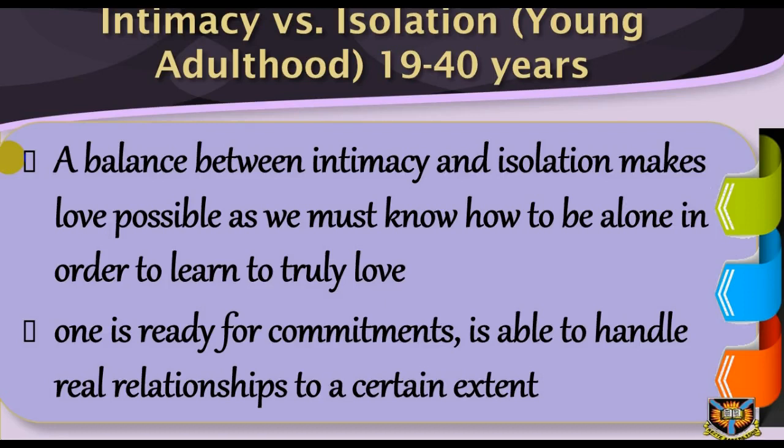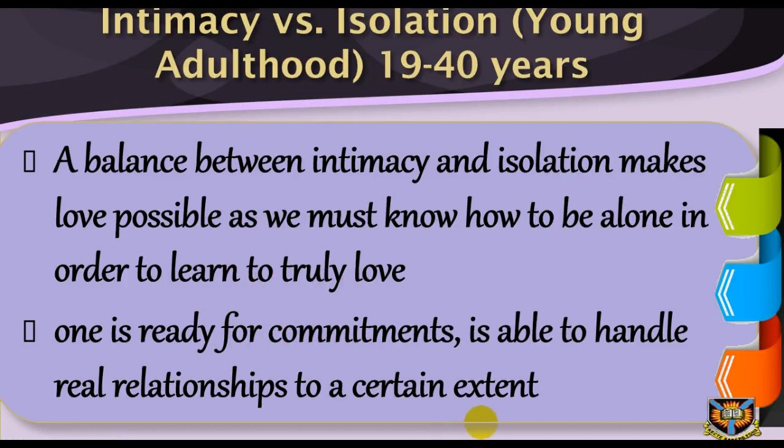When we arrive at stage 6, we should be prepared for intimacy, a close personal relationship, and isolation, the fact of being alone and separated from others. A balance between intimacy and isolation makes love possible, as we must know how to be alone in order to learn to truly love. Having a balanced stage 6 will help tremendously later in the coming stages when unwelcomed or unexpected isolation surfaces. For example, the death of a spouse or a loved one.